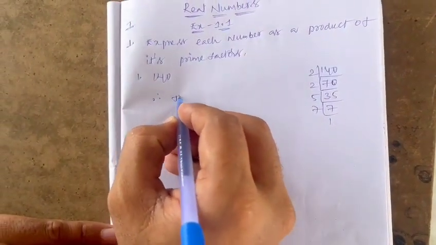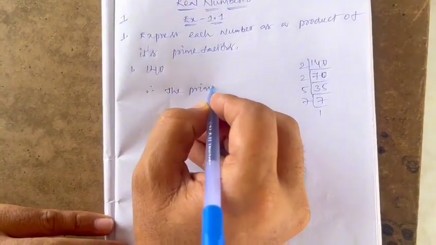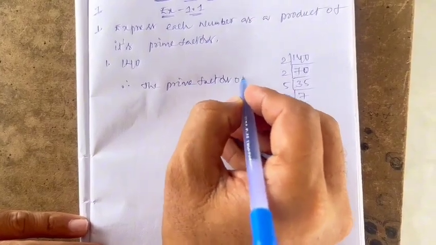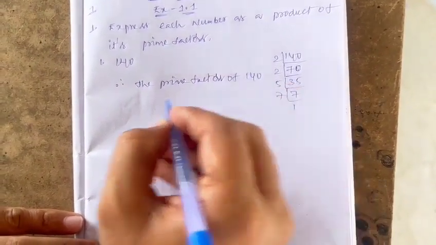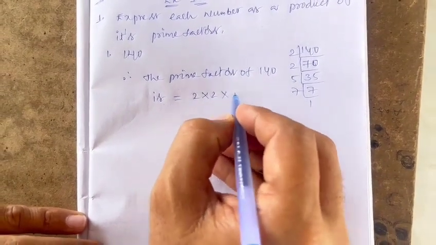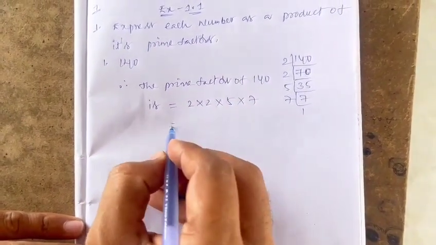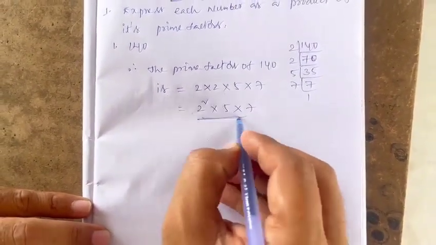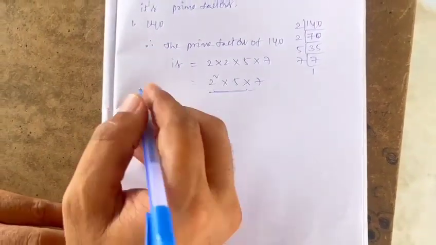Therefore, the prime factors of 140 is equal to 2 into 2 into 5 into 7. Again, 2 square into 5 into 7. So this is the prime factorization of 140, sir.